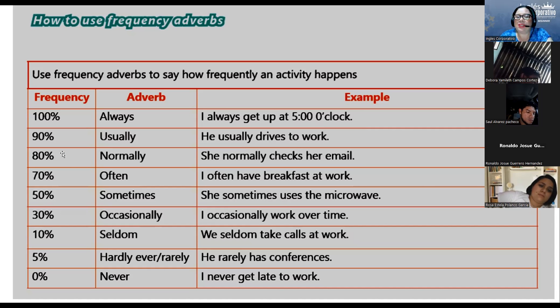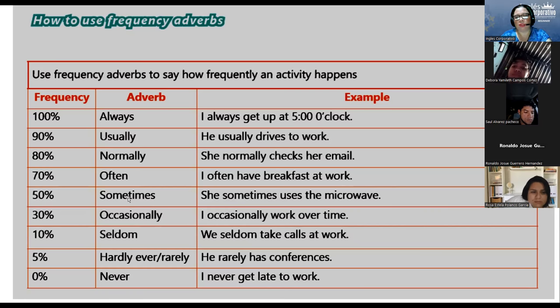The 80% of the times, normally. She normally checks her email. 70% of the times, often, all right? I often have breakfast at work. Not always, right? It's not a habit that you do. You often have breakfast at work.